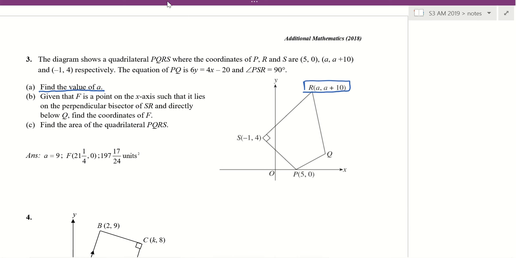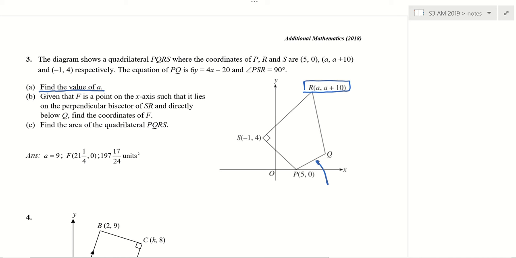So can we add in the equation? PQ equation is 6y equals to 4x minus 20. All of you must have the habit to write all this down. Otherwise, you will have problem. Alright, because you don't know. Hey, they actually give you the gradient already, but you don't know.